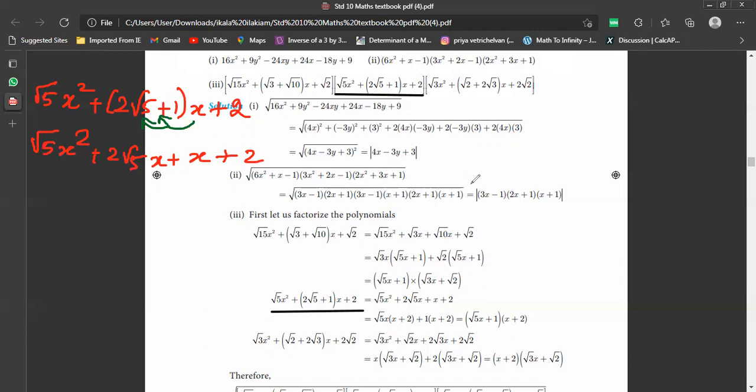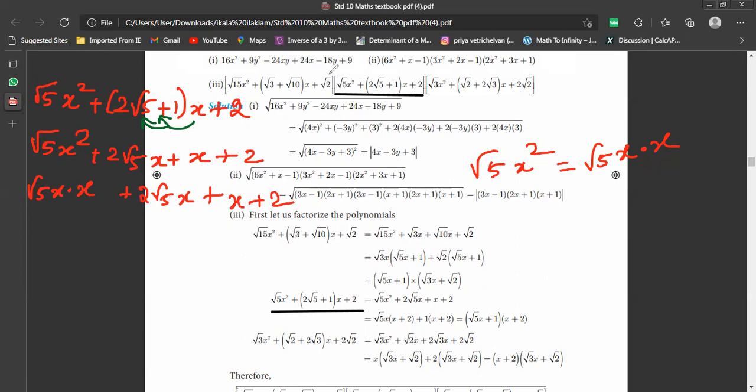Next, I'm going to express √5x² as √5x into x. Okay, so √5x into x + 2√5x + x + 2, write it as it is. You have root 5x here and here also. Can we take it as common? Yeah. It will become (x + 2), isn't it? Write the remaining x + 2 as it is.